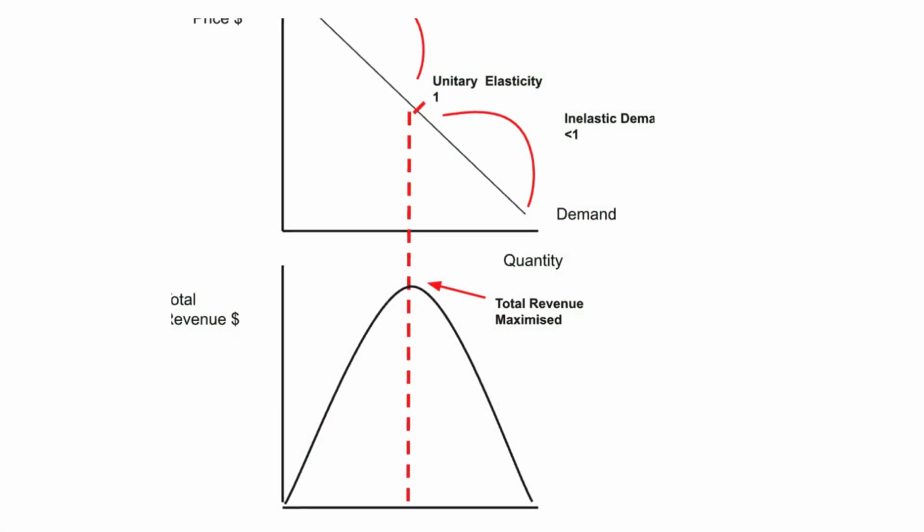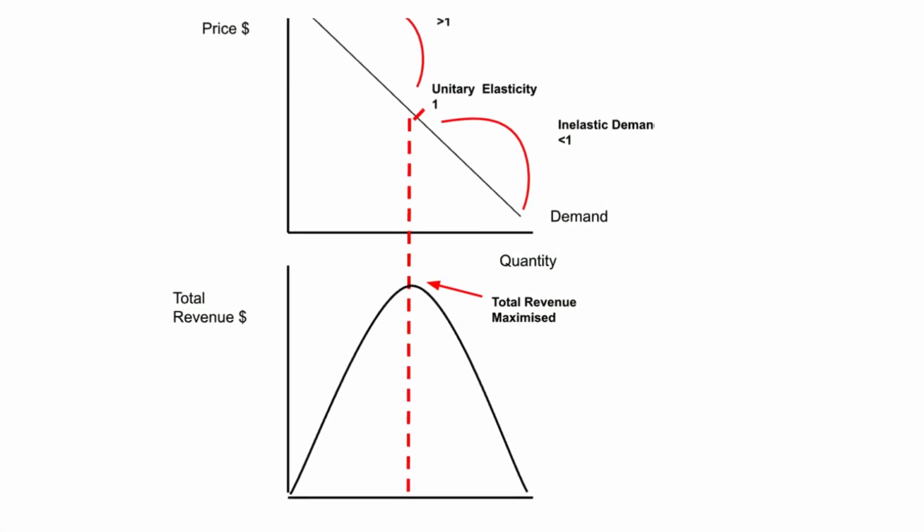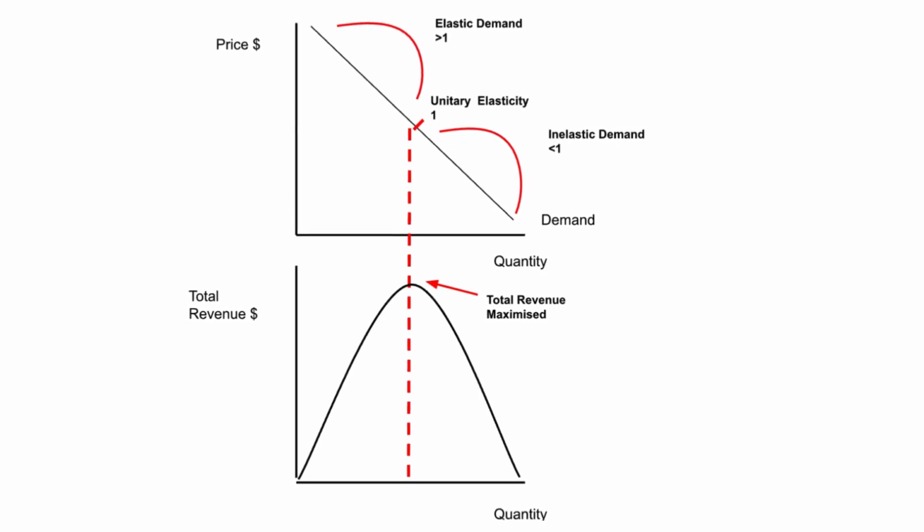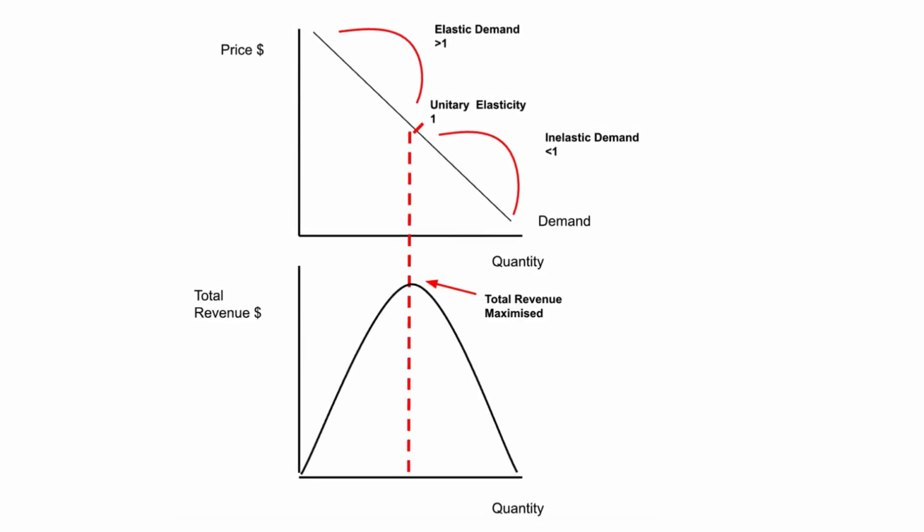At unit elasticity, which equals 1, total revenue is maximised. This is a critical point for firms trying to set the optimal price for their products.